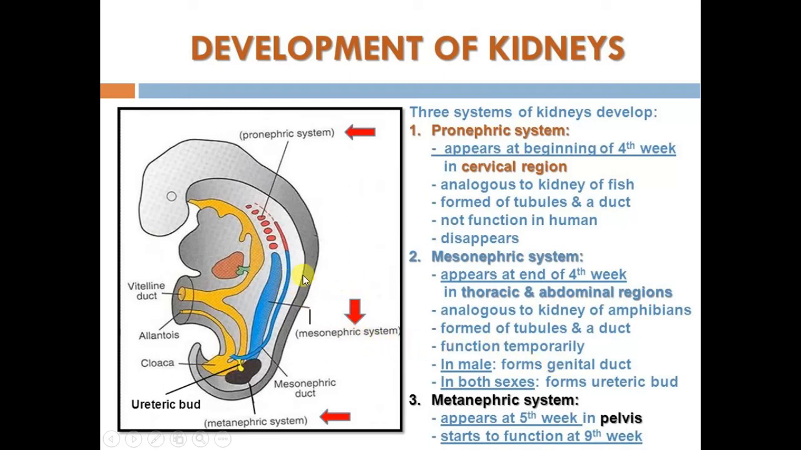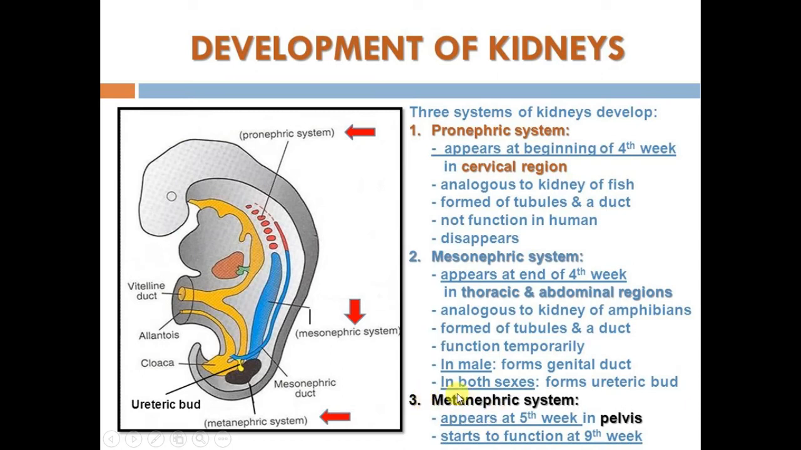So here we understand how the genital system and the urinary system are related, because the duct system of the male genital organ is developing from the mesonephric part of the kidneys. That is the mesonephric duct. We will see how it is related to this. And in both sexes, the ureteric bud will originate from this mesonephric duct.